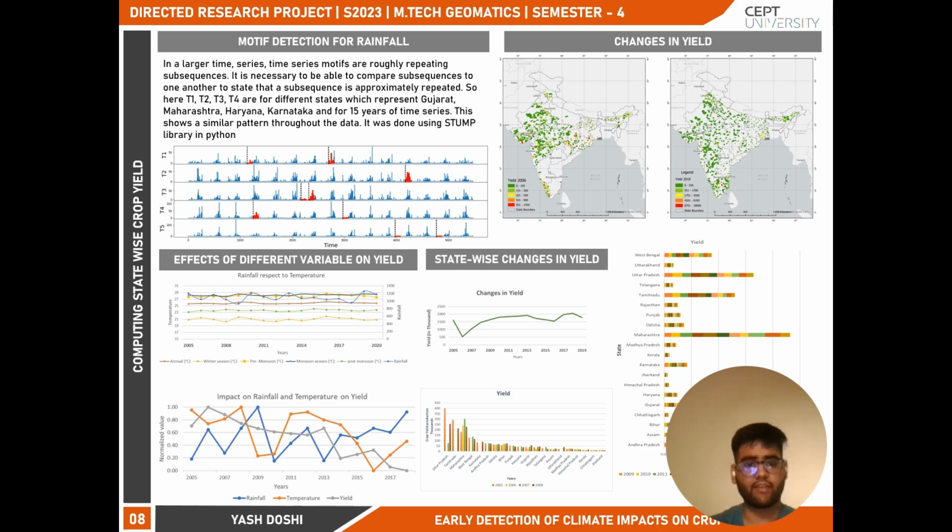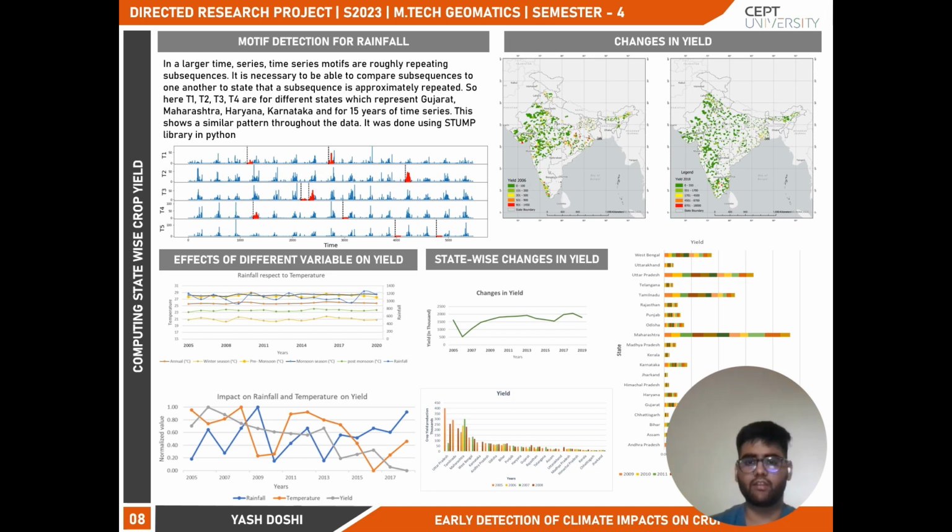Also, from the chart comparing rainfall and temperature to the yield chart, we can see that if the rainfall and temperature are decreasing, there has been a decrease in the crop yield. So both the rainfall and temperature are important parameters for the crop yield.